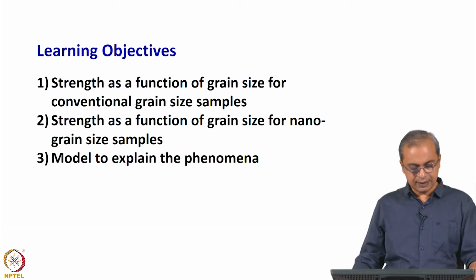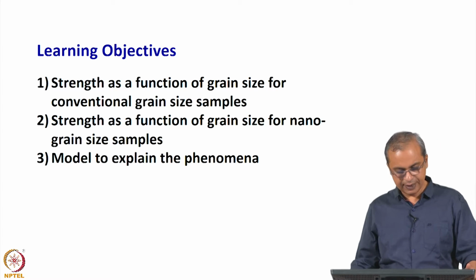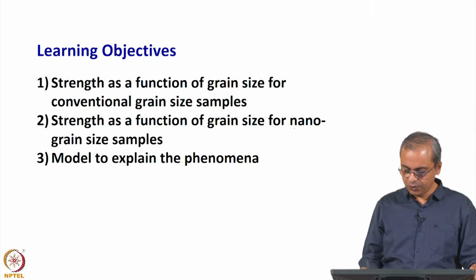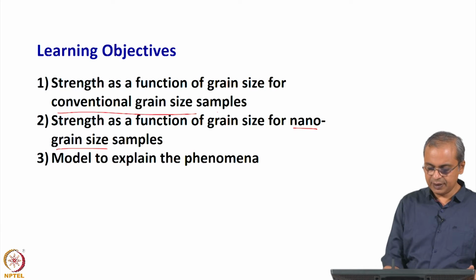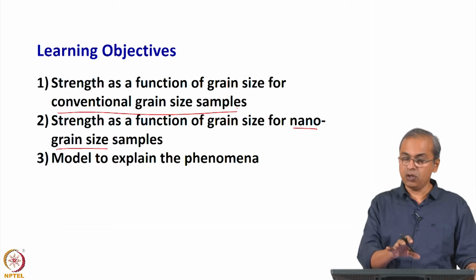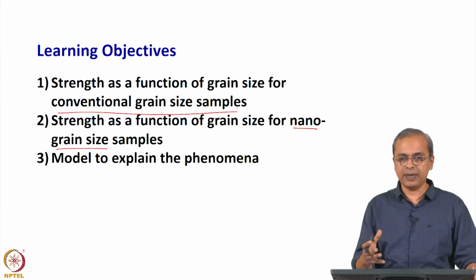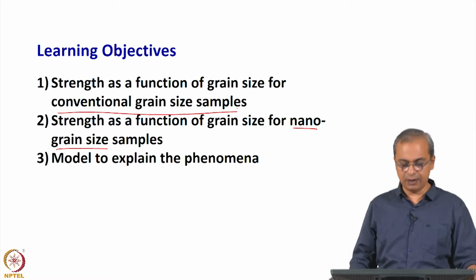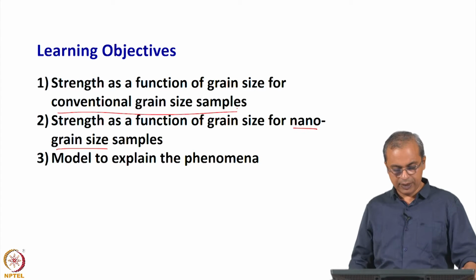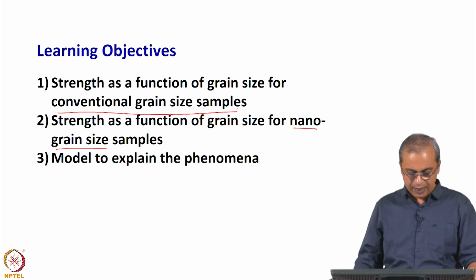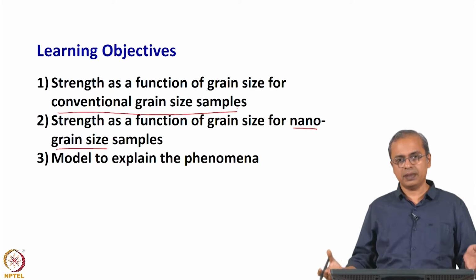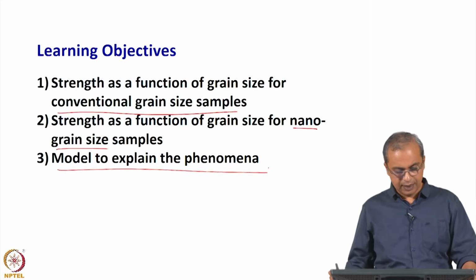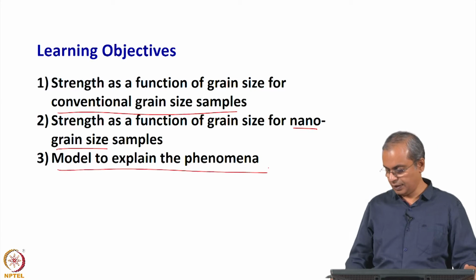So, our learning objectives for this class are to look at the strength as a function of grain size for conventional grain size samples, and also for nano grain size samples. We already saw some of the experimental processes that you can utilize to create these conventional grain size samples as well as these nano grain size samples. Now we would like to look at the strength as a function of grain size in both these regimes. And once you see some data and some trend in the data, to think of a model to explain that phenomenon. This is the idea that we would like to discuss through this class.